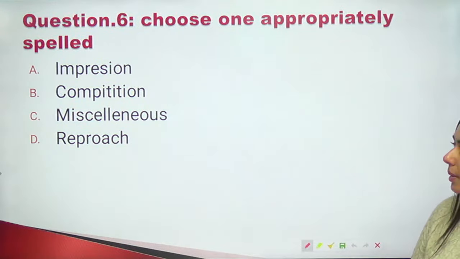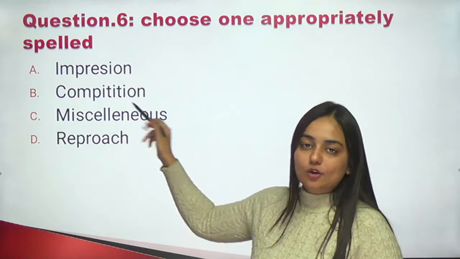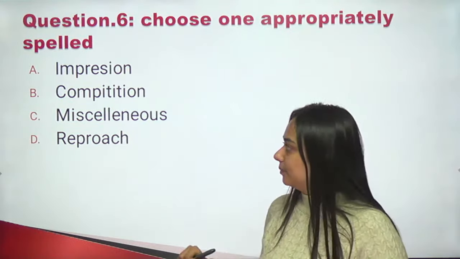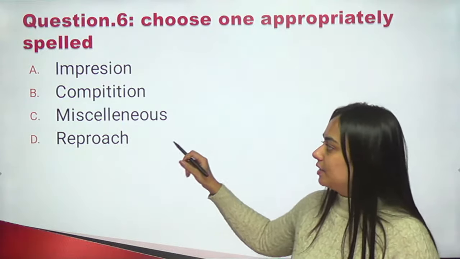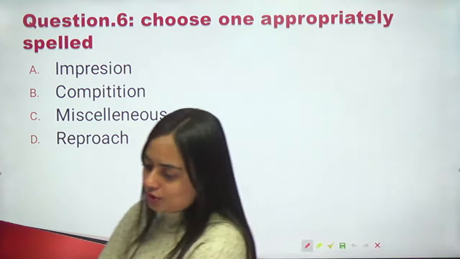So we all know impression, it should be double R, right? Competition, what should be the spelling of competition? There should be an E here. Miscellaneous and reproach. See, let's see who's gonna give the right answer.